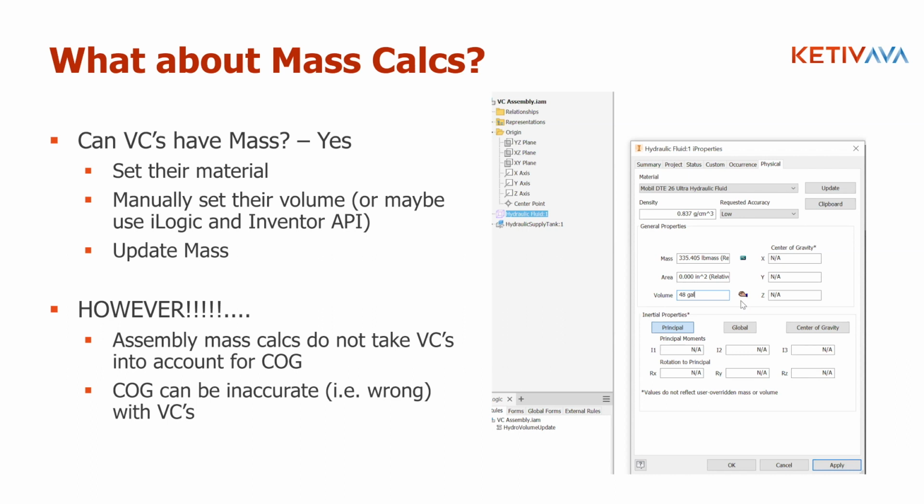So someday I'm hoping they update this so you can actually at least position the virtual component somewhere, and maybe at that point it would pseudo participate in COGs. But for now, if you need a good accurate COG, model everything. That's your only alternative in Inventor at the moment. Or do a whole lot of math by hand, which I know I'm not going to do.